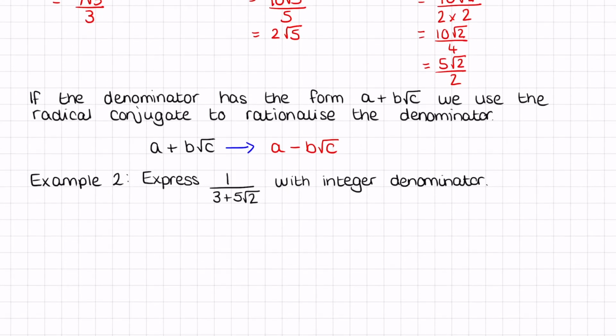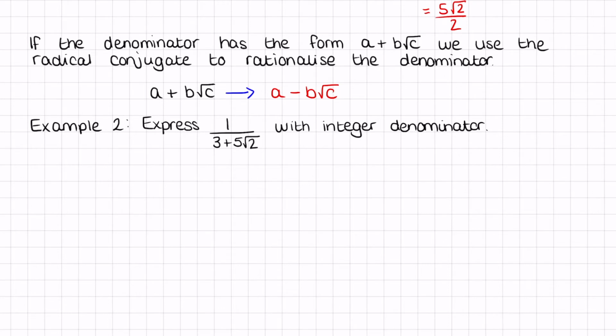Now, if the denominator has the form a plus b root c, we use the radical conjugate to rationalise the denominator. Now, the radical conjugate is a minus b root c. You just change the positive that's in the middle to a negative. That's simple. And I'll show you how that works with this example.